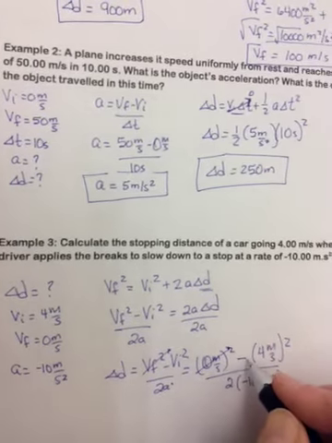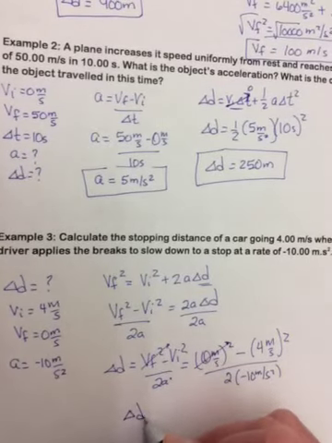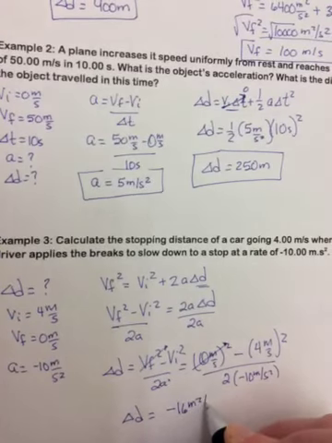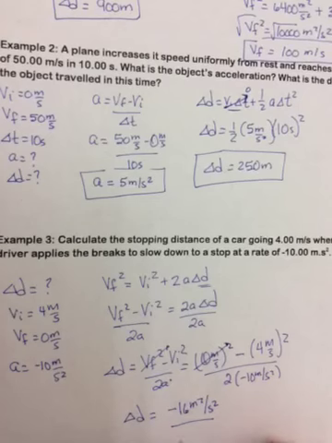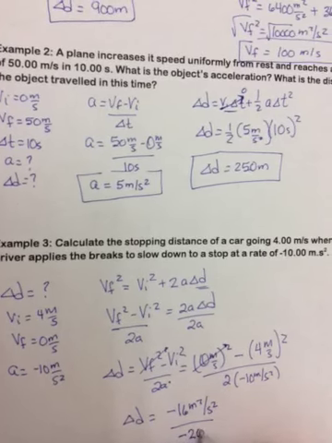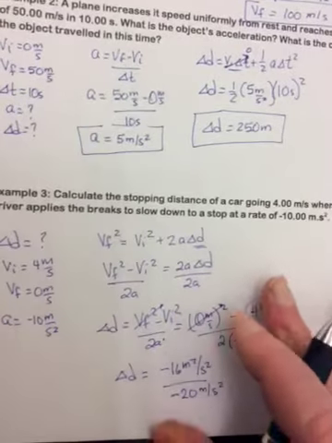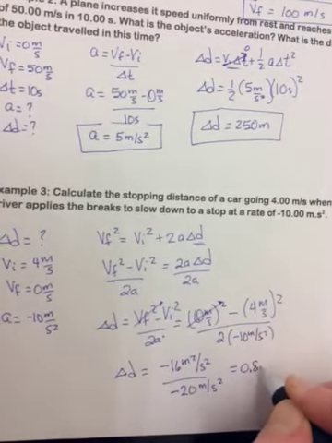Now notice this minus is not inside the bracket. What that means is that when you square it, you will get negative 16 meters squared per second squared. The negative doesn't get squared. And on the bottom, you have negative 20 meters per second squared. Divide the 16 by the 20, and you're going to get 0.8.